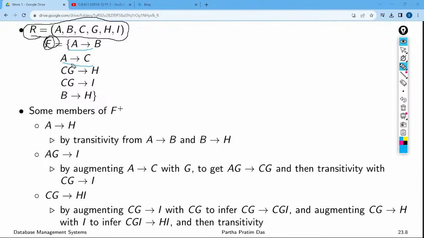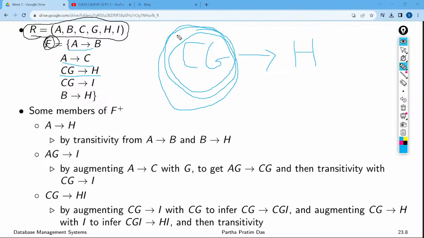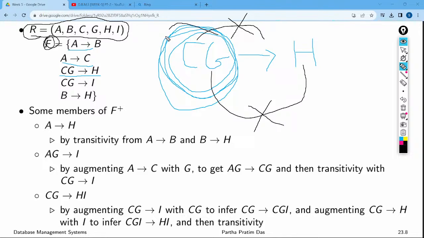A arrow b, there's also an a arrow c, then there's cg arrow h, cg as a unit. CG arrow H means both the attributes c and g respectively have to come together to form the functional dependency h. Individually c cannot be a functional dependency of h, and there is no way that g can be independently a functional dependency of h. It only works when c and g come together as a set, and then they become the functional dependency of h.